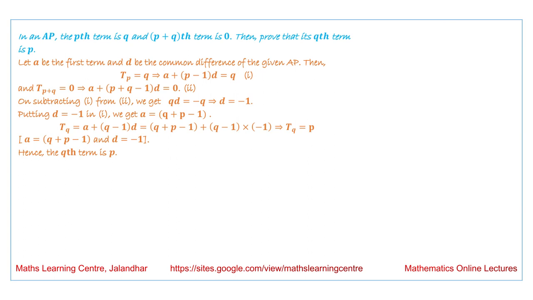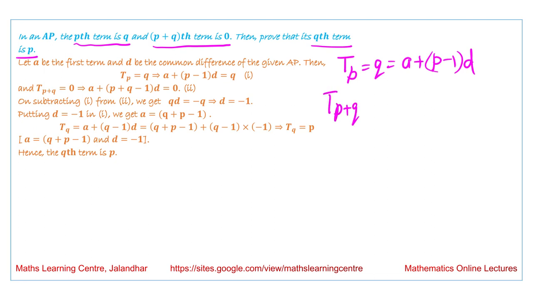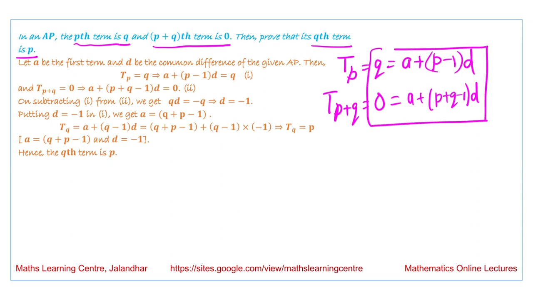Next is, in an AP the pth term is q and the (p + q)th term is 0. We have to prove that the qth term is p. So it is being given that in the AP the pth term is equal to q, that is equal to a + (p − 1)d. The (p + q)th term is given to be 0, so we are writing it as a + (p + q − 1)d. So we are having these two equations now.